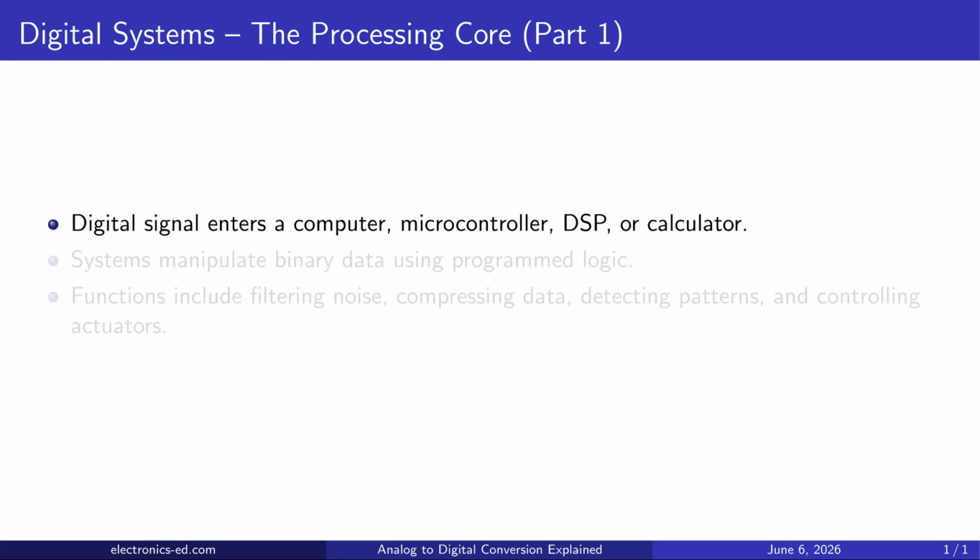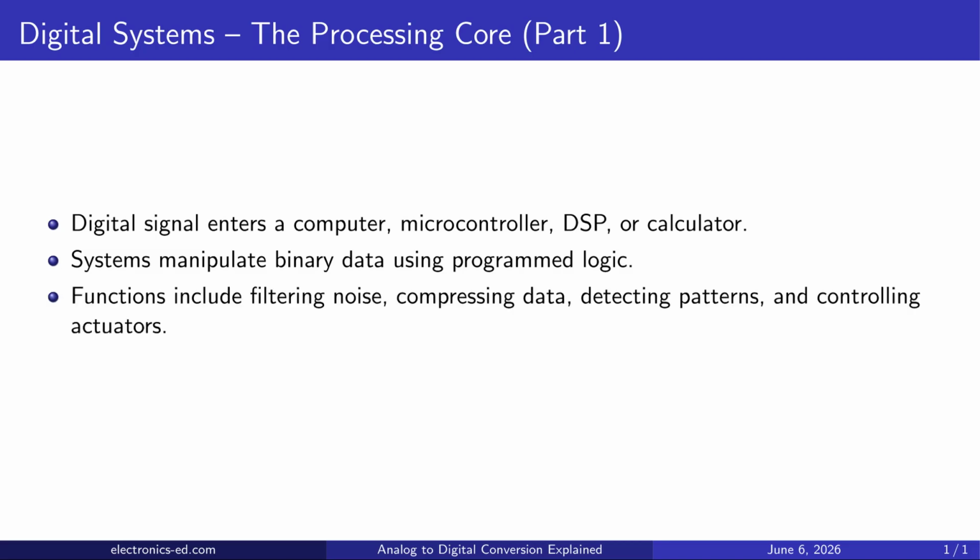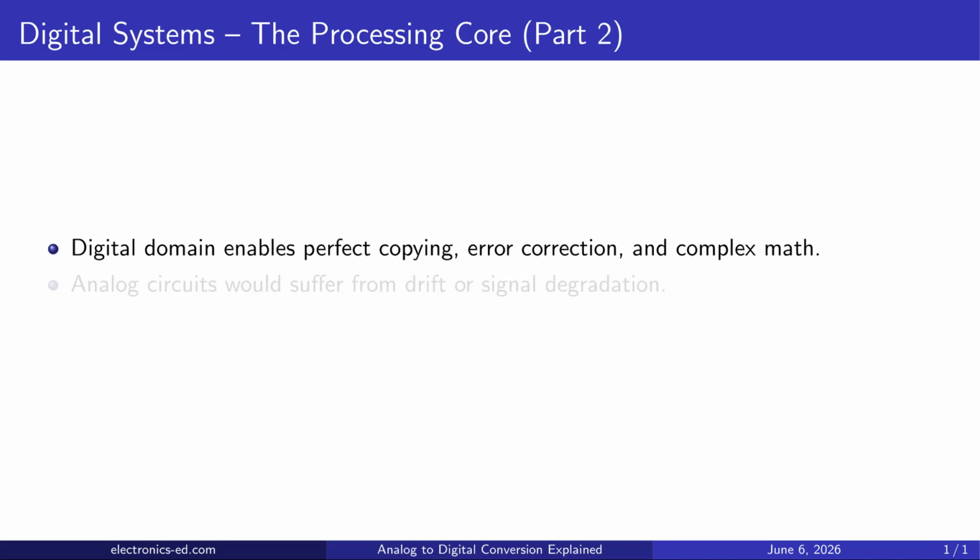Once the signal is digital, it goes into a computer, a microcontroller, a digital signal processor, or even a calculator. These systems manipulate the binary data using programmed logic and instructions. Common functions are filtering out noise, compressing data, detecting patterns, and controlling actuators like motors or lights. In the digital domain, we can make perfect copies, correct errors, and perform complex math with high accuracy. Analog circuits would suffer from drift, temperature changes, and signal degradation over time.